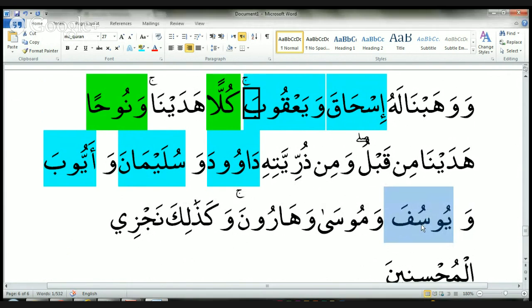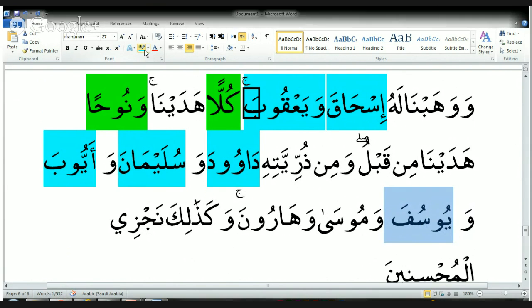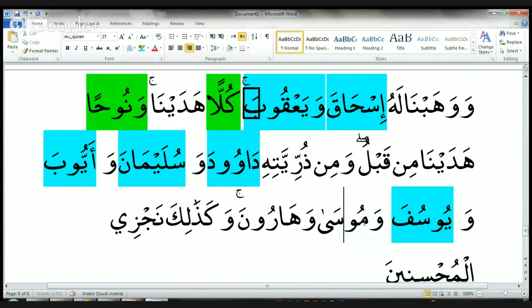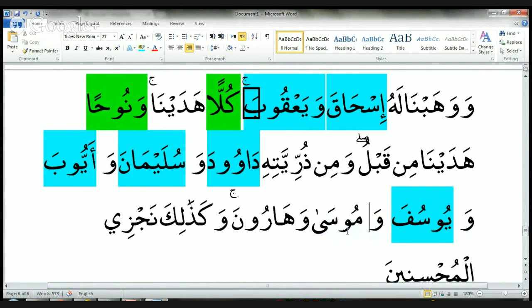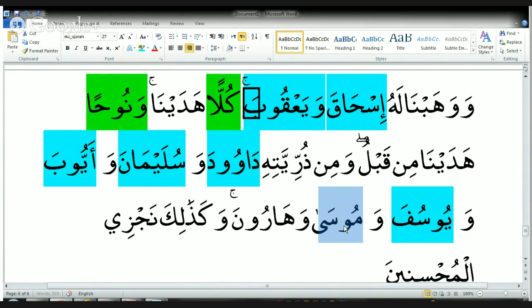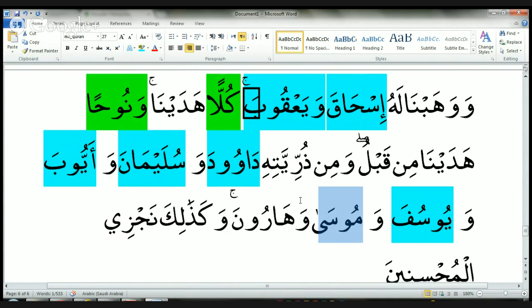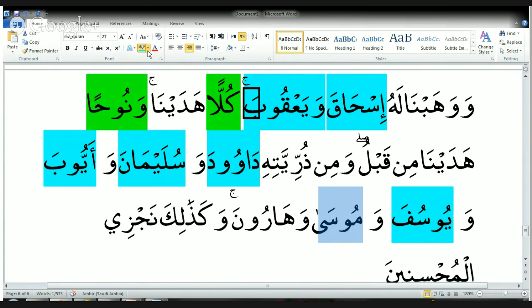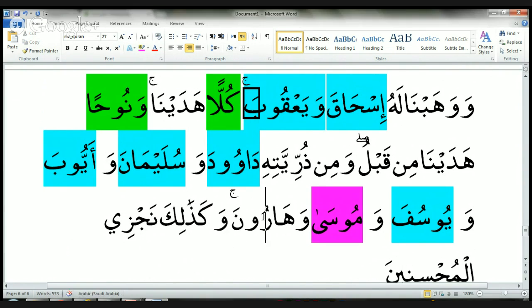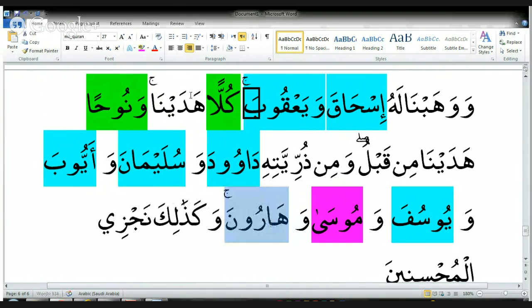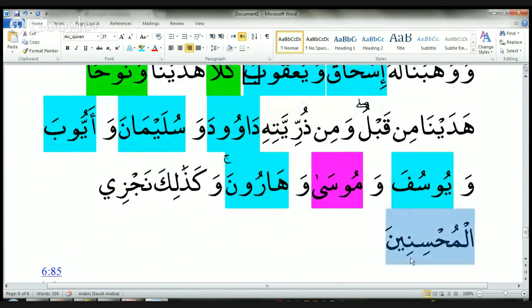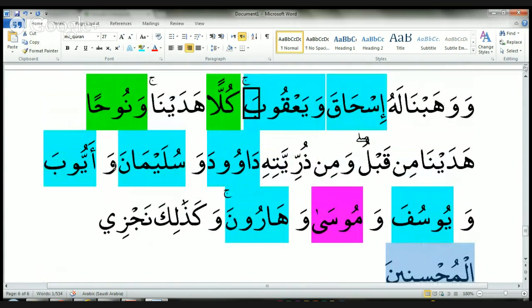Yusuf. Good. Why? Musa. So Musa is what? Non-Arab. Okay? But it's not flexible because the alif maqsura takes precedence over it being non-Arab. So it's what we said? Not flexible. Wa Haruna? Partly. Good. كذلك نجزي المحسنين. Fully. Why? What did we use for fully? Green? Okay.